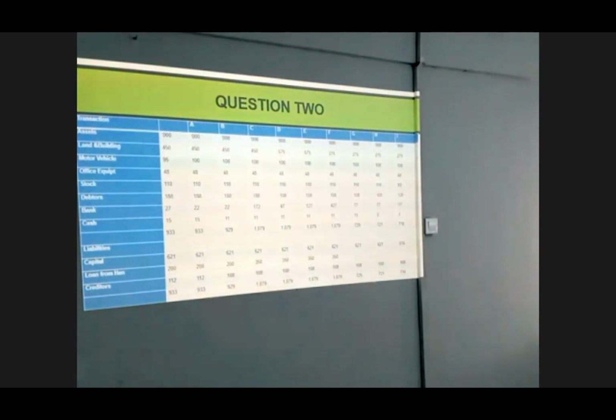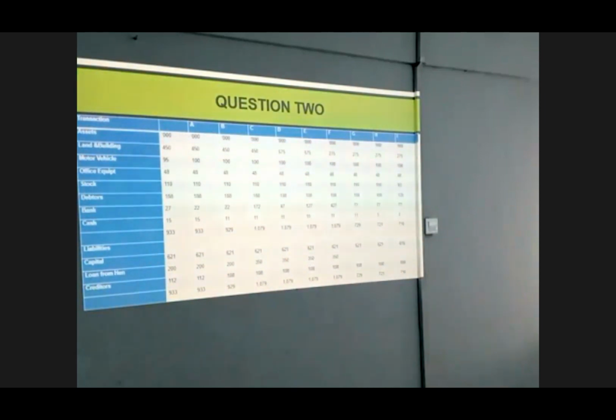Come again. Bank has gone down, and what has gone up? Motor vehicle has gone up. By what? 5. So how are you going to put this in your own language? This is a transactional language that you now have to put.